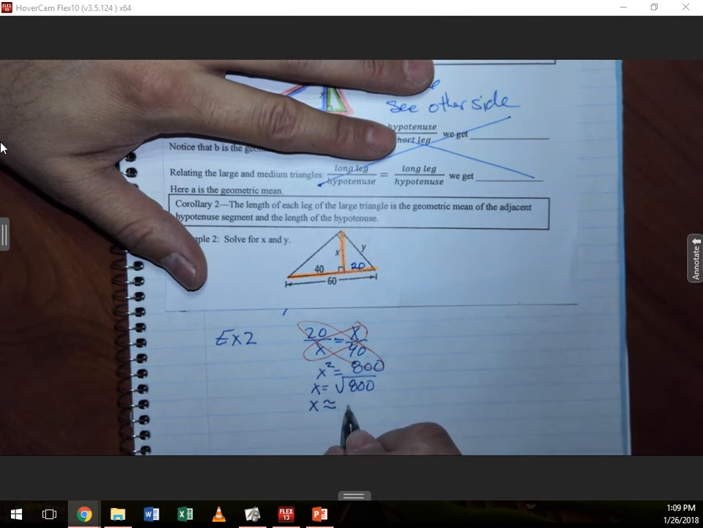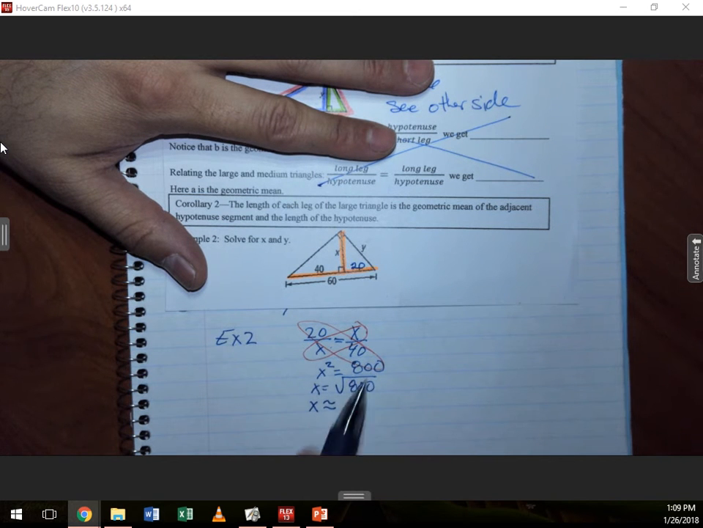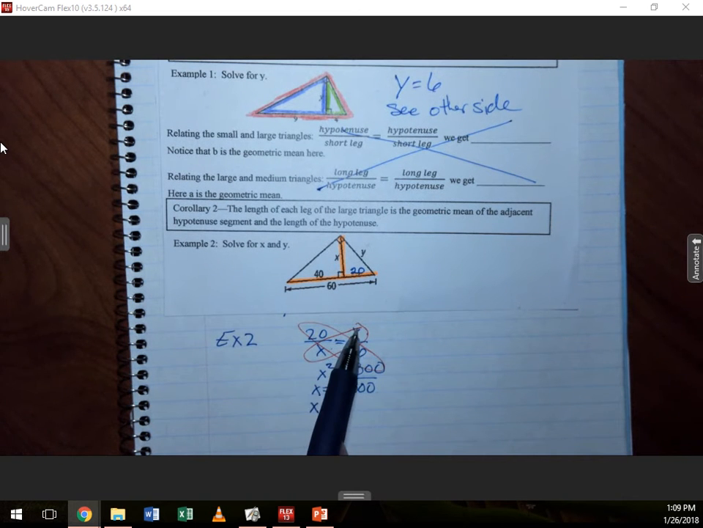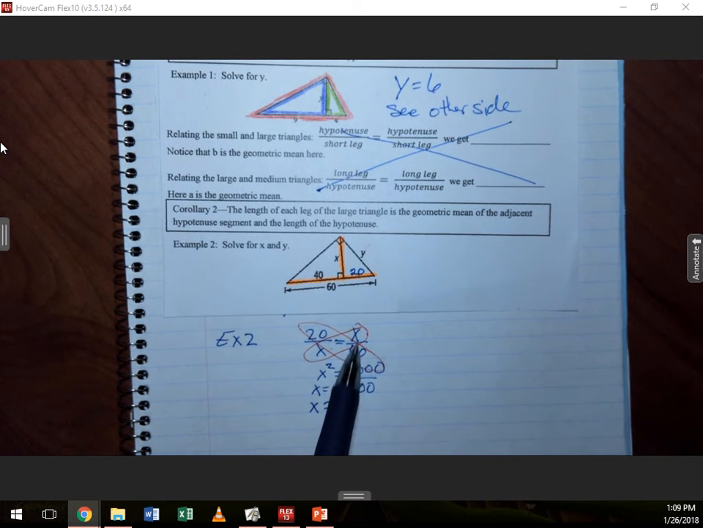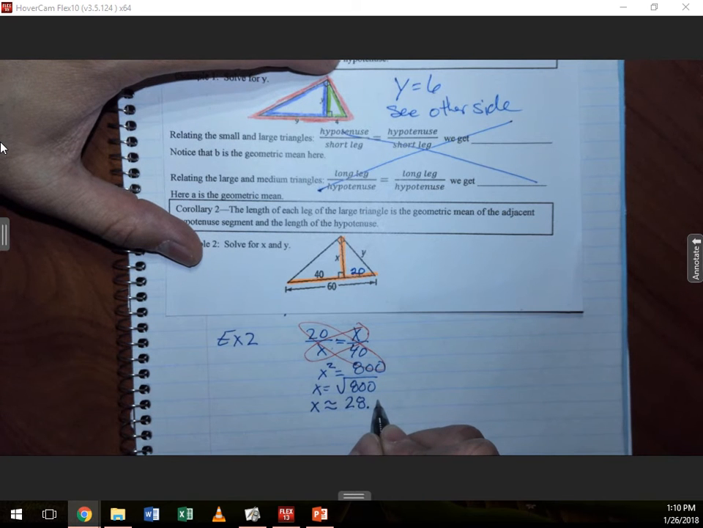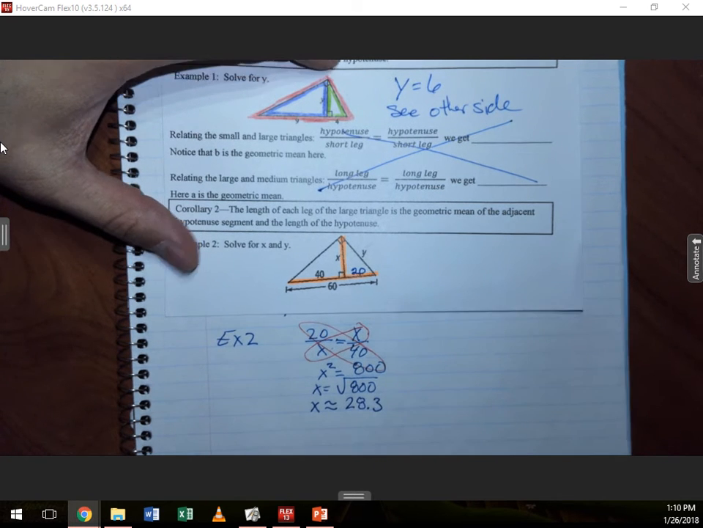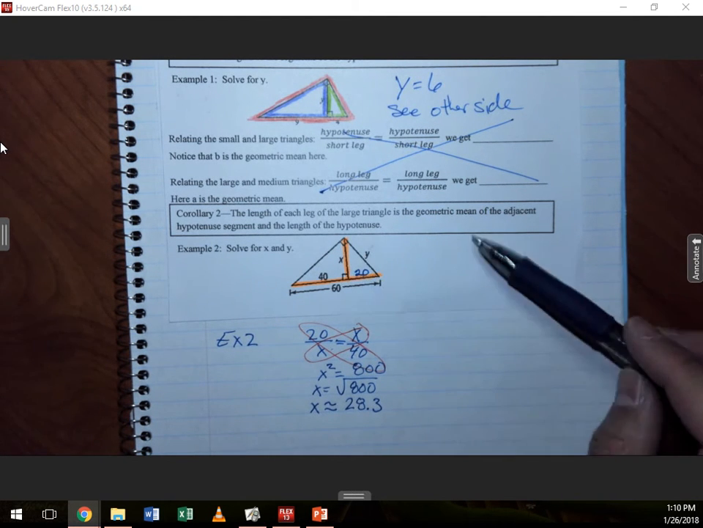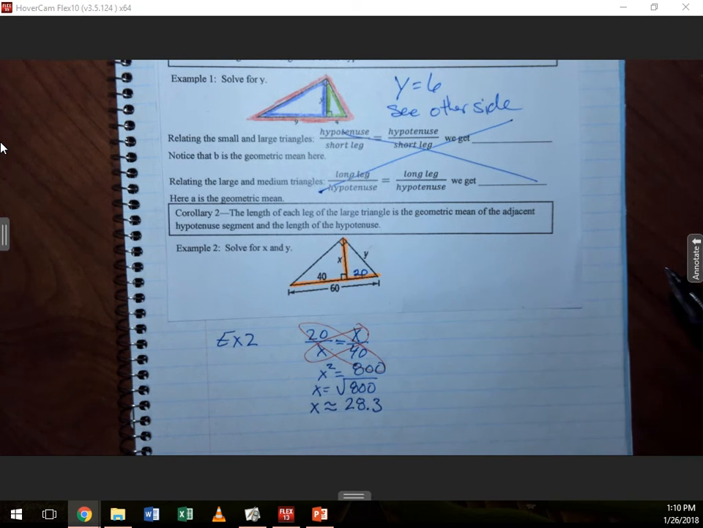Okay. Yes. 20 over x equals x over 40. We said 28 point what? What did I say? 3? Okay. So it's going to be about that. So now I know what x is, right? So x could go back into the triangle.